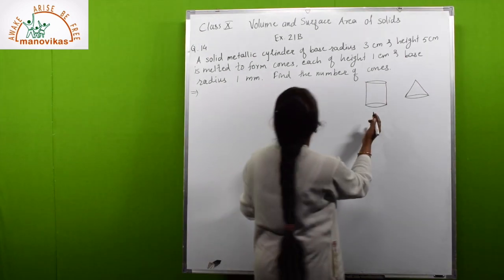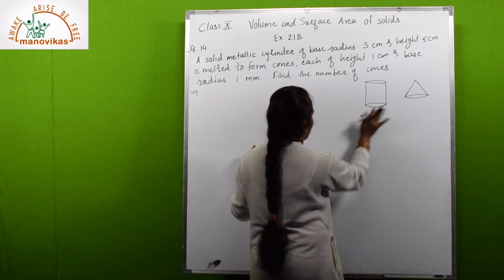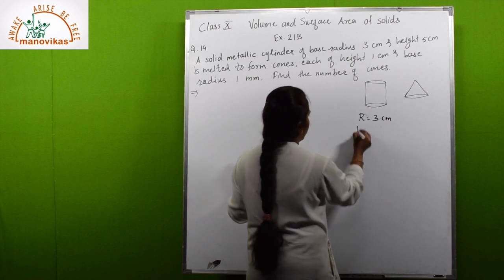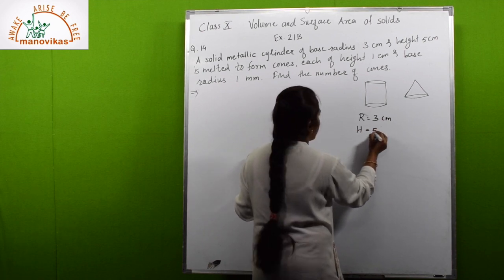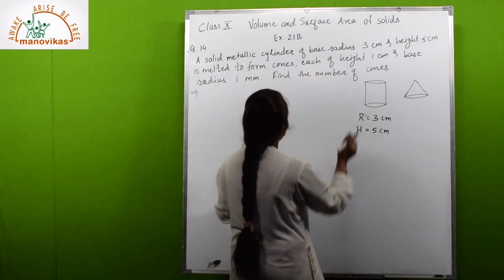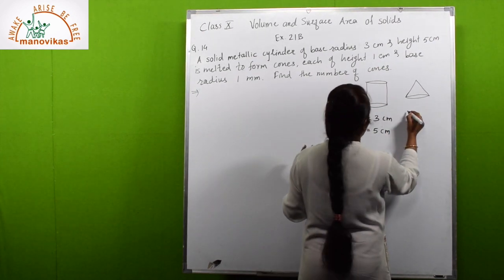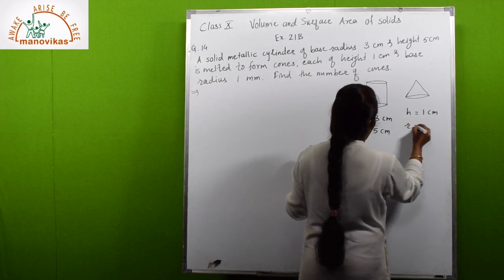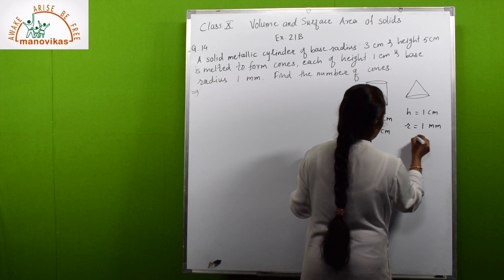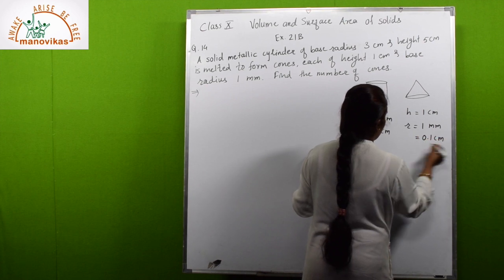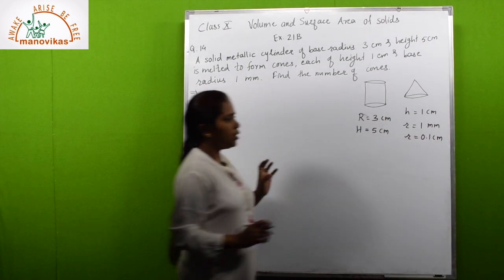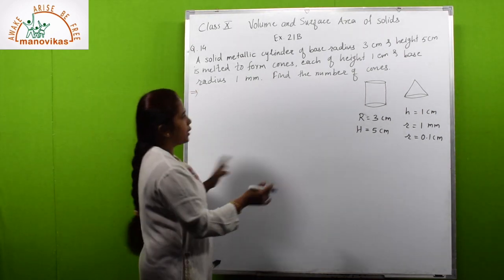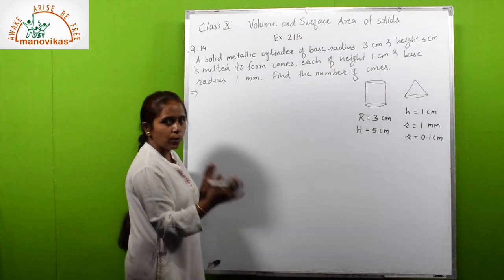Now for the cylinder, the base radius, suppose capital R, is given as 3 cm and the height H is given as 5 cm. Now for the cone, the height is given as 1 cm and the base radius is given as 1 mm, and 1 mm is nothing but 0.1 cm. These are the given dimensions for the two solids. Now we have to compare the volume of the cylinder and the volume of the cone.